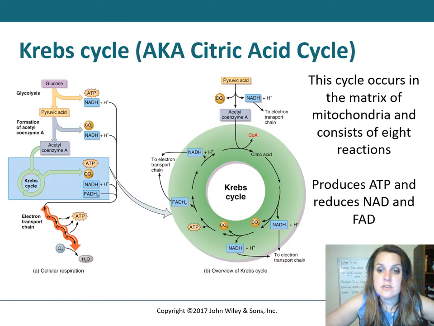From there, acetyl coenzyme A is going to enter what's called the citric acid cycle, or the Krebs cycle. And this cycle occurs in the mitochondria, and it's a series of 8 reactions that happens over and over again. And like we saw earlier, it's going to produce ATP, but it's also going to reduce NAD and FAD. And those are going to be my electron carriers that help me in the next stage of the reactions.